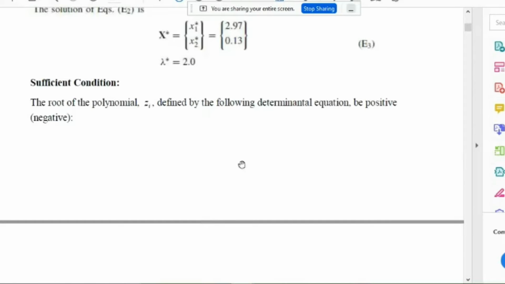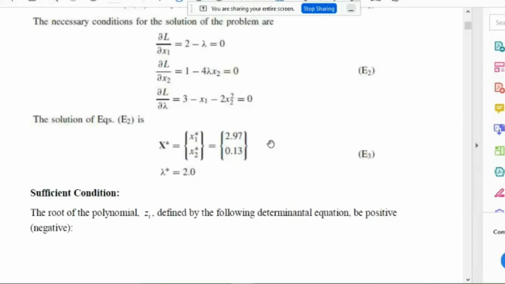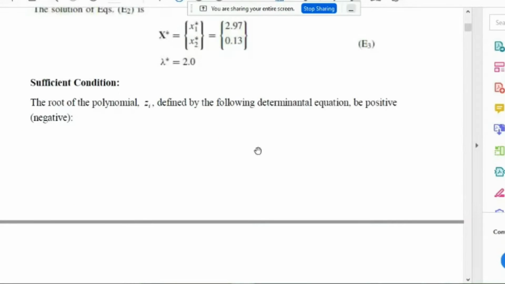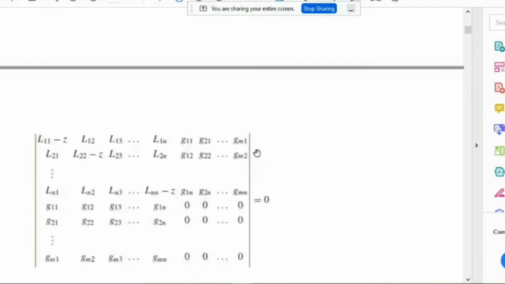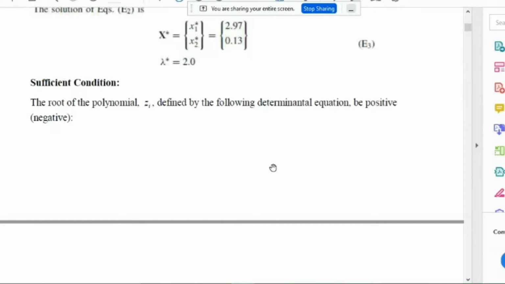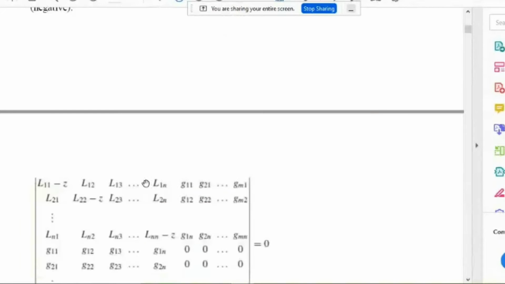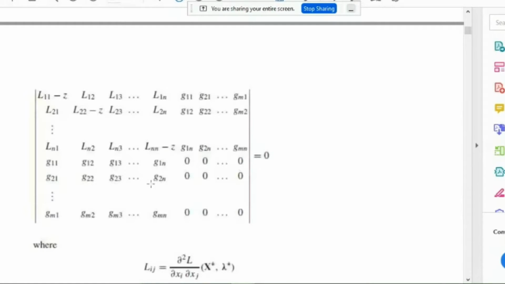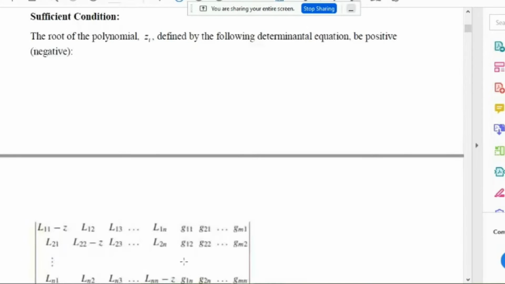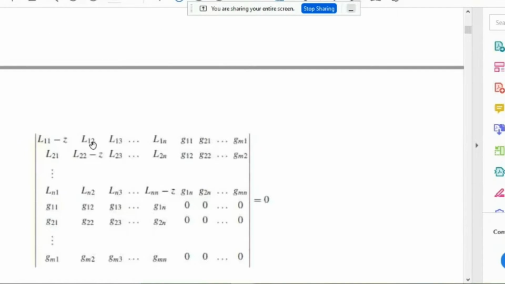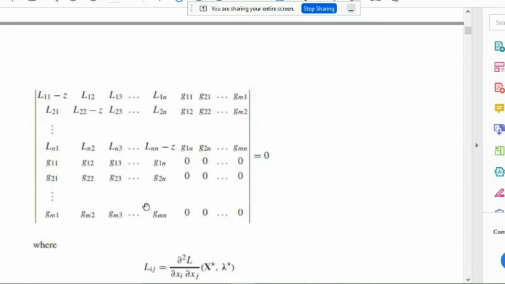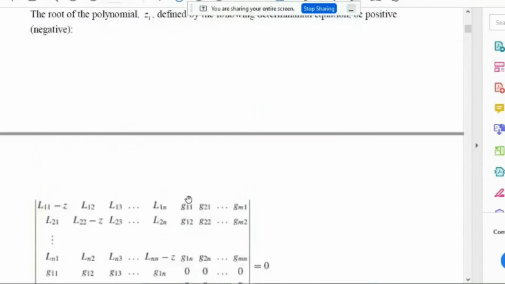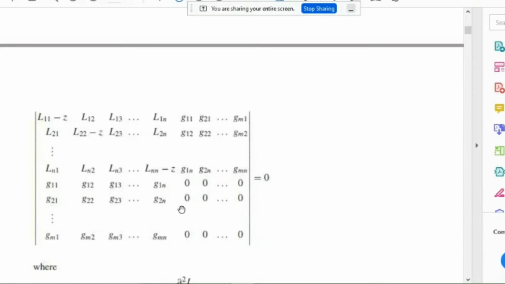Then, to prove the optimality, whether this solution is a relative minimum or a relative maximum, we have to develop the sufficient conditions. The roots of the polynomial equation can be determined from the following determinantal equation. Here, in terms of z, for n number of variables and m number of constraints, this is the determinantal equation from which we can find the root of the polynomial z.